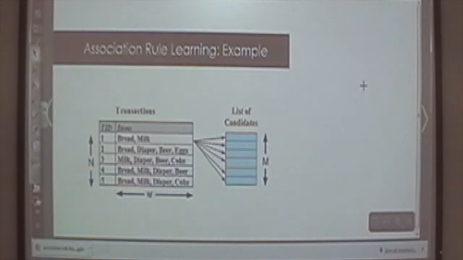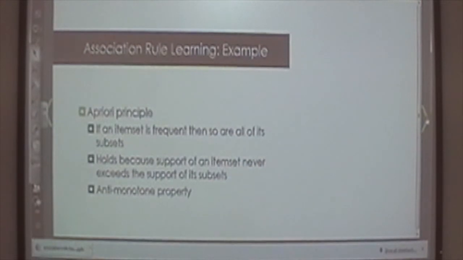So the first thing we want to do, since we're going to try to simplify everything, is to use, and this is going to be our primary algorithm as we get started here, the a priori principle. It's based on the a priori principle. And the idea here is that if an item set is frequent, then so are its subsets.